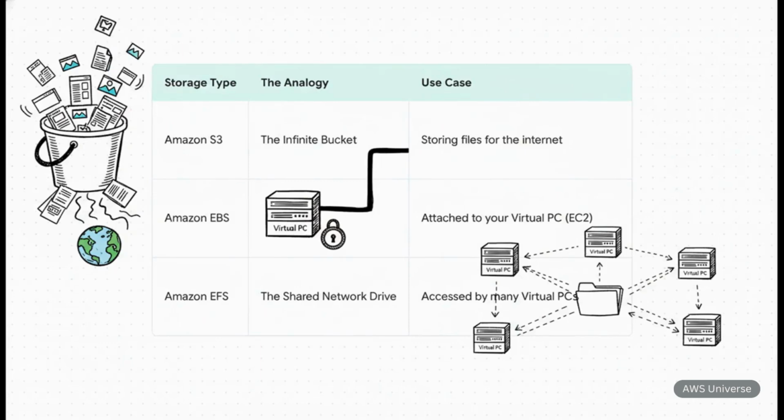Okay, so we've got power. Now where do we put all our stuff? The most famous spot is Amazon S3, which is basically the infinite bucket. You can toss pretty much any file you want in there and access it from the internet. But what about that virtual PC we rented? It needs its own dedicated hard drive, right? That's what Amazon EBS is for. And what if you have a whole bunch of those virtual PCs and they all need to get to the same files? Well, that's where Amazon EFS comes in. It's like the shared network drive for the whole team.